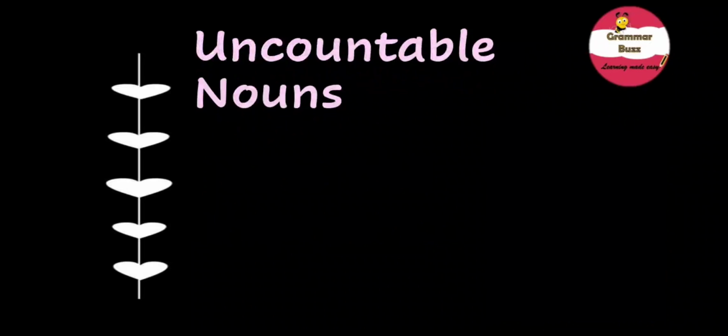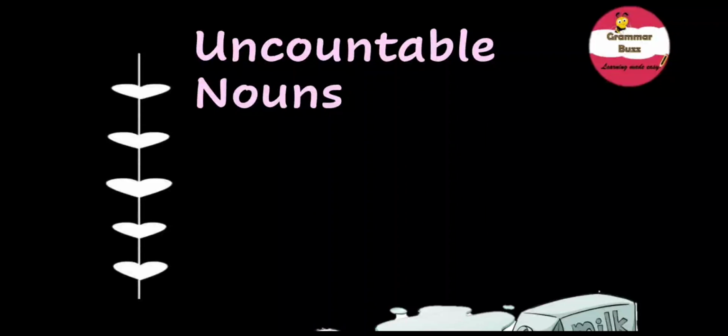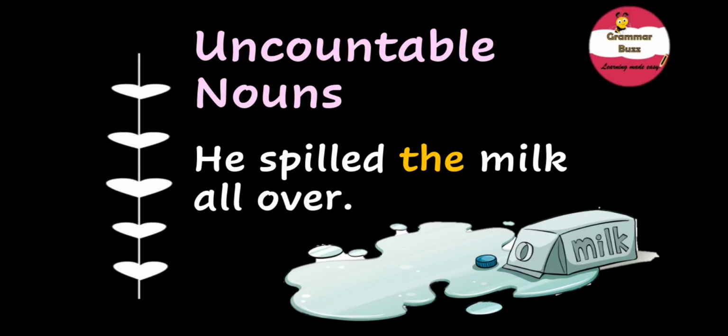You were also informed earlier that the definite article can be used with uncountable nouns, but only when they are made particular. Remember, only when they are made particular. Let us try to understand this with the help of this example. The sentence says, he spilled the milk all over.